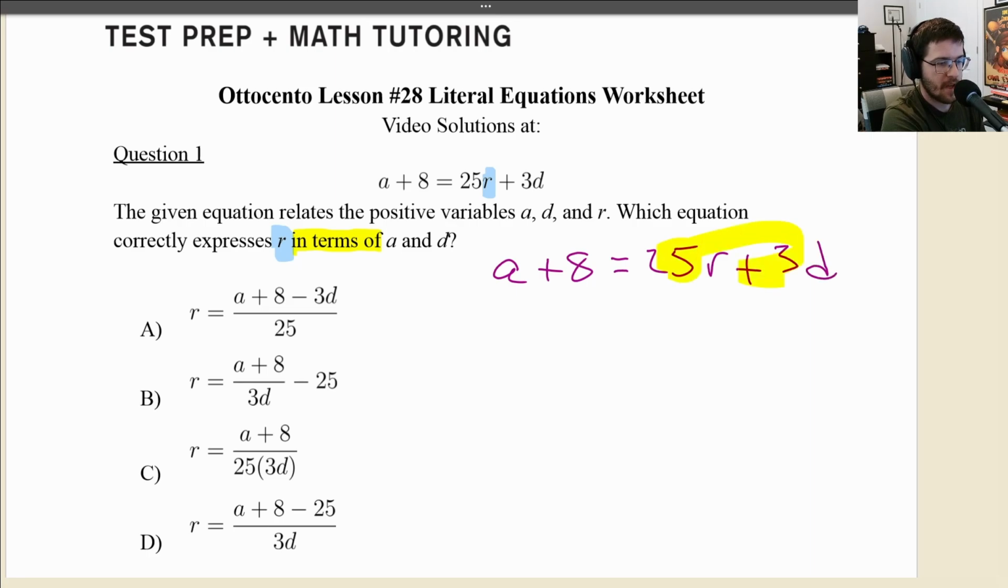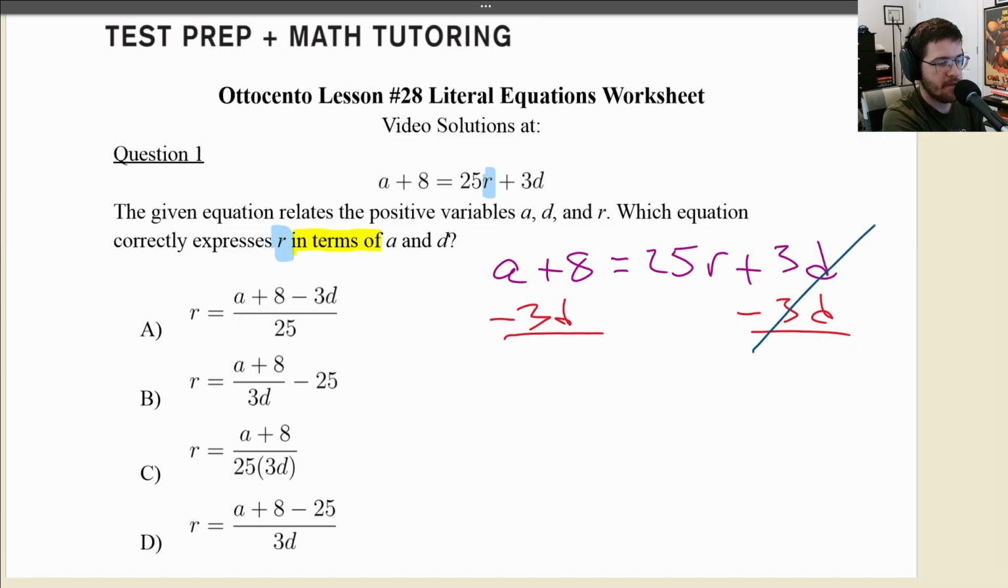Well, I have to move the 3d first because remember, reverse PEMDAS: addition and subtraction we take care of first. So I'm going to subtract 3d from both sides. I'm going to really neatly show my work, not just for the sake of the video. This is how I would actually do it on the exam.